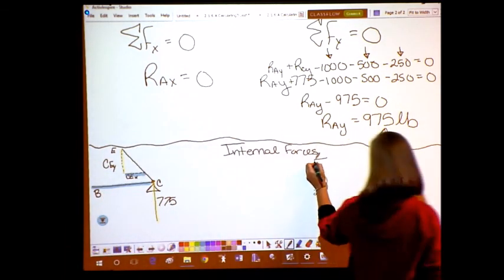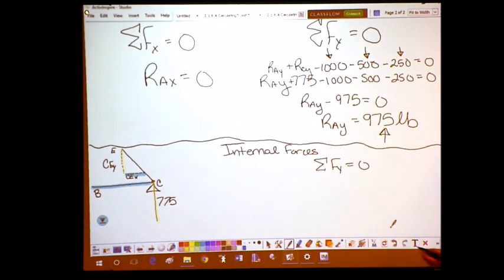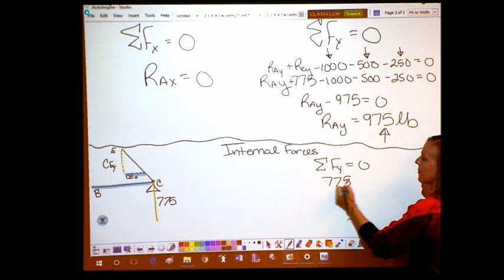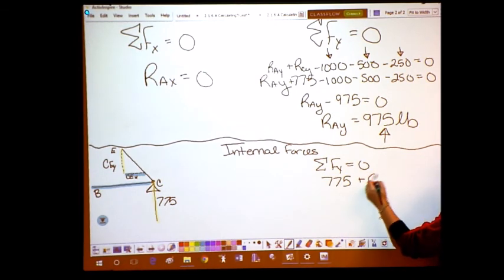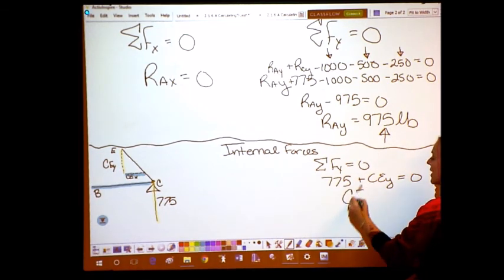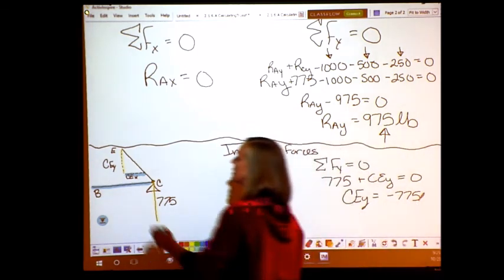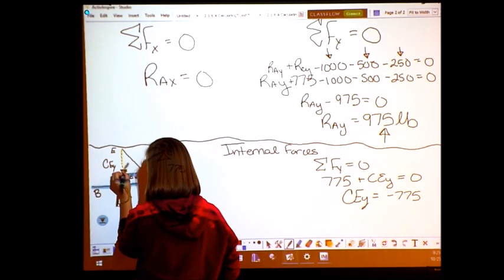So I'm going to start with my sum of the forces in the y direction here. And I know I have a positive 775 because it was pointing up. And I know I have CEY, which I do not know. But good news, what is CEY? What's CEY, Caleb? You fell asleep over there, I see you. 775. Negative. Minus it, negative 775. What does it mean to be a negative 775? How's it going to point? Down. Go ahead, it's going to point down.